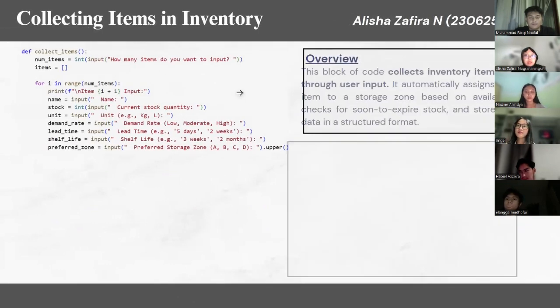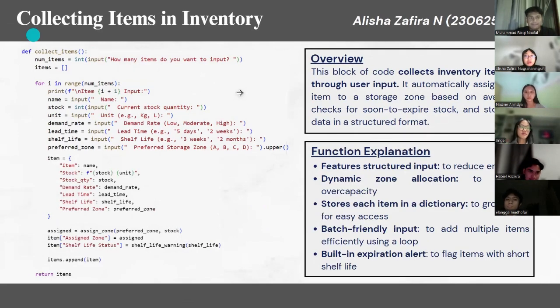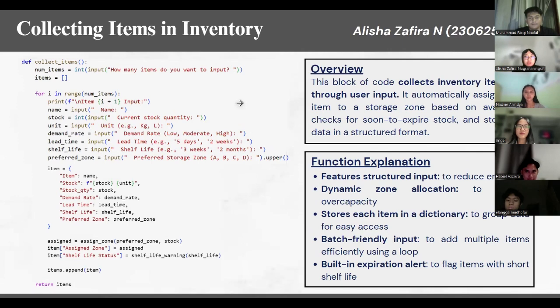Okay, first, we collect items in the inventory by this block of code, where it collects inventory item data using user input. And the functions we use in this code are feature structure input, dynamic zone allocation, storing each item in a dictionary, batch-friendly input, and also a built-in expiration alert.